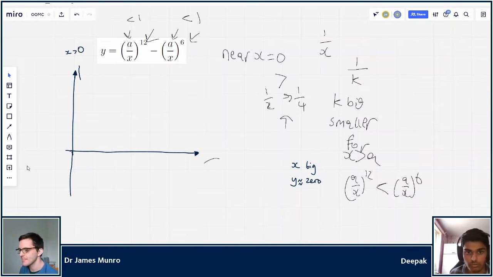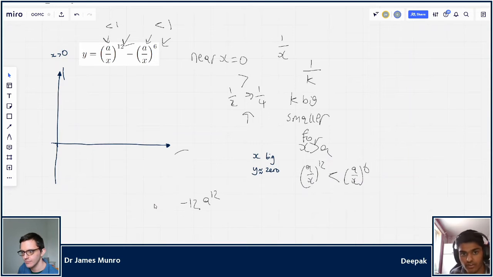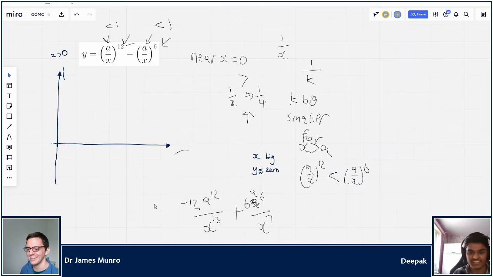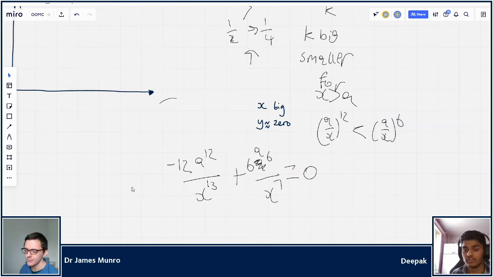So this will get us minus 12 a to the 12 over x to the 13. I'm sort of splitting these, but it won't matter too much. And then this will be plus 6a to the 6 over x to the 7 down here. And then we're just going to set that equal to 0, because we're after turning points.